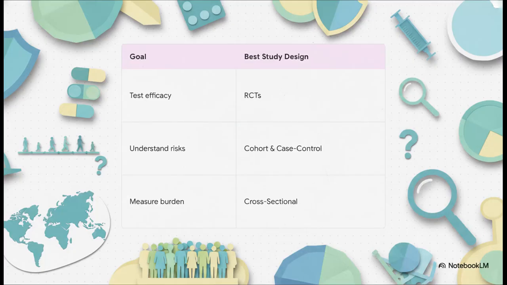Finally, Section 6, choosing the right tool, matching the design to the goal. So, with all these tools laid out, from single case reports to massive community trials, how does a researcher actually choose the right one? Well, it maps out beautifully. The choice of design entirely depends on the research question. If your goal is to test the efficacy of a brand new medication, you absolutely need the rigorous control of an RCT. If you're trying to understand risk factors and what might be causing a disease over time, cohort and case control studies are your best bet. And if you just need to measure the current burden of a disease to see how bad a problem is right now, cross-sectional studies give you that immediate snapshot.